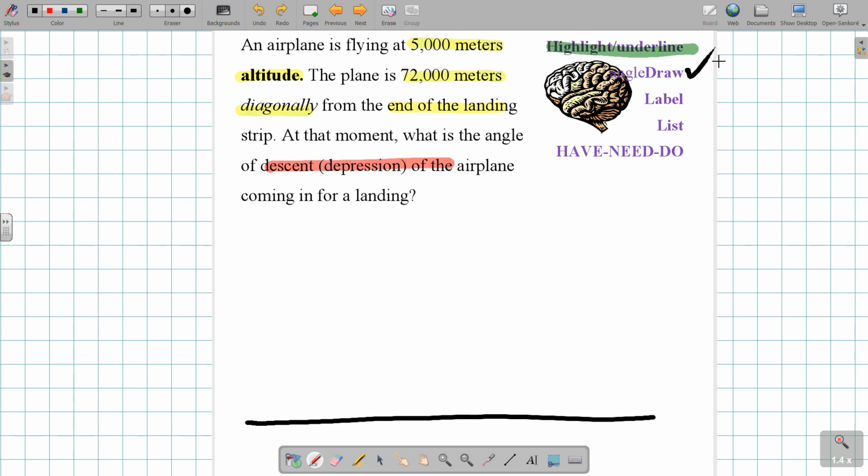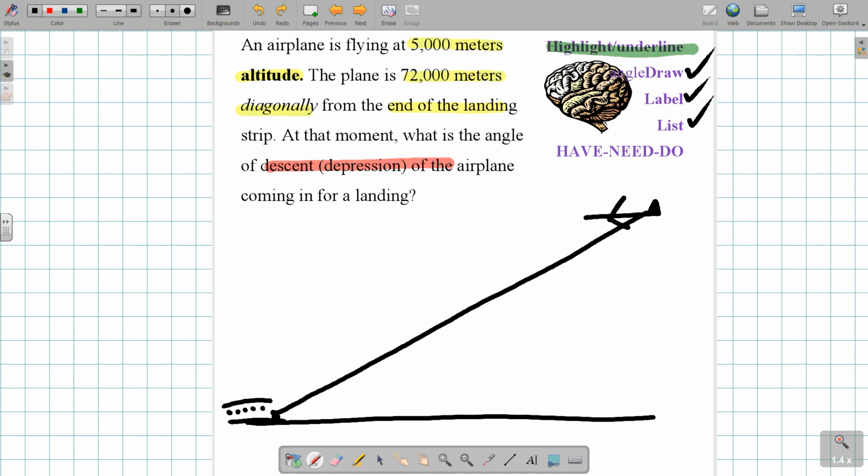Now we're going to draw, label, list, cross it out as you do this, then we'll do have, need, do. So I have an airplane. It's coming in for a landing, so I'm just going to kind of draw my landing strip here. So I'm going to draw a line that represents the airplane coming in for a landing. I cross out the word airplane. It is 5,000 meters in altitude.